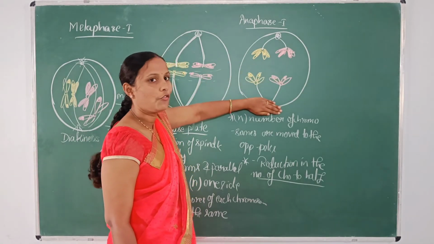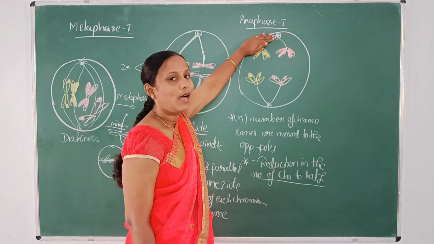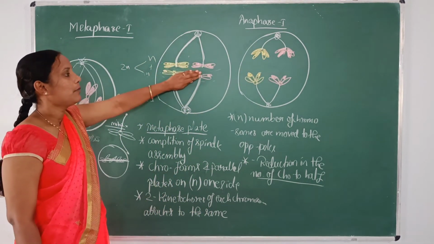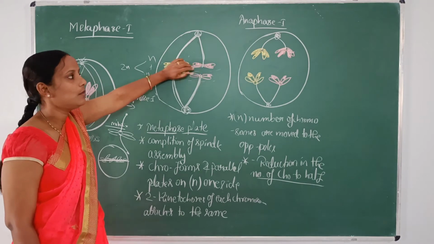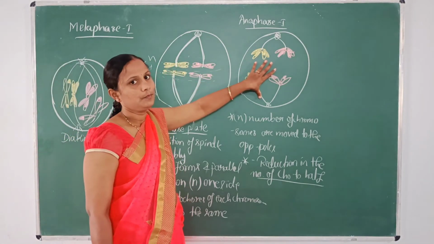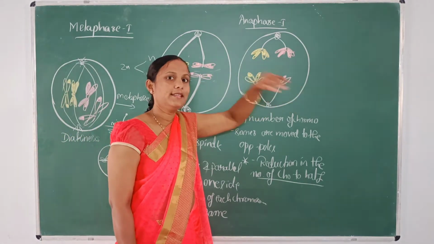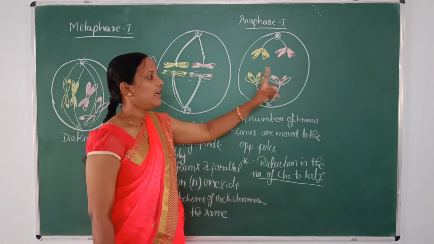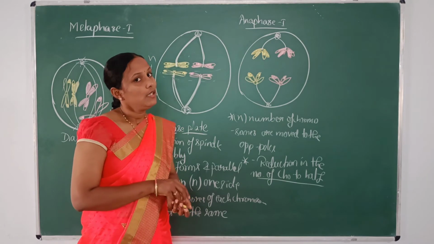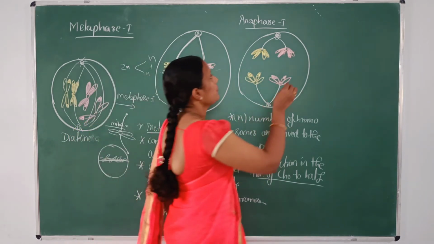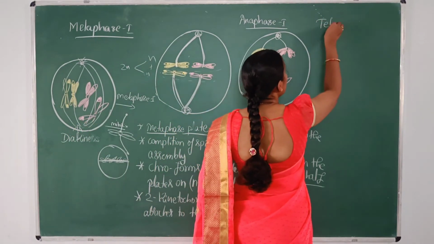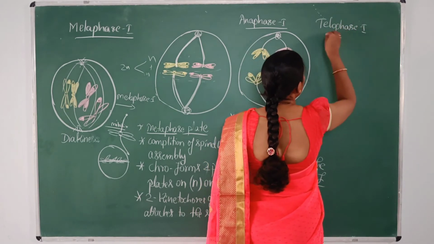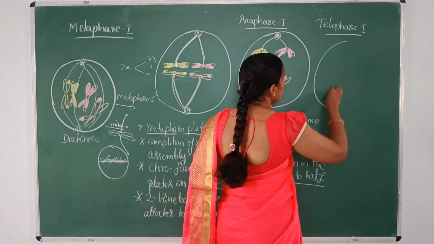Here the half number of chromosomes and here the half number of chromosomes. If you observe here, both of them are present together, but they are getting separated here. By the end of anaphase, they have reached the opposite poles, and it is the beginning of telophase 1. So the next phase will be telophase 1.